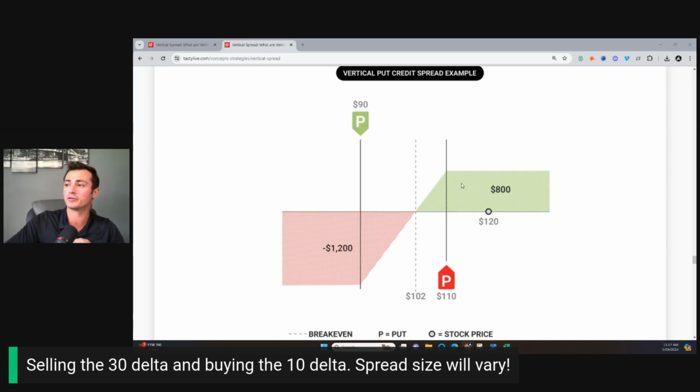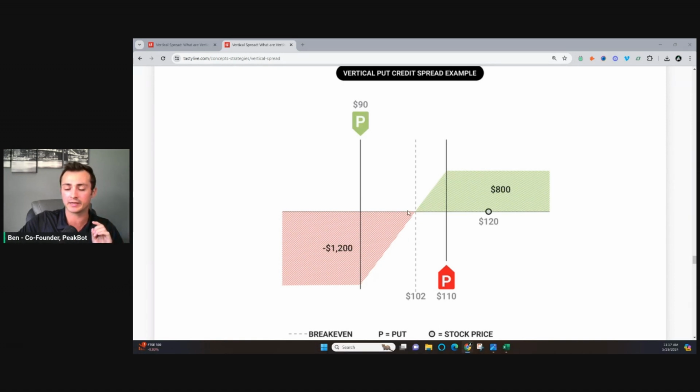So there's a 70% chance that $800 gain will take place in this example, and a 10% chance this $1,200 loss will take place in this example. And then there's this 20% in between where we could have a partial loss or a partial gain. So that's certainly something that can happen.